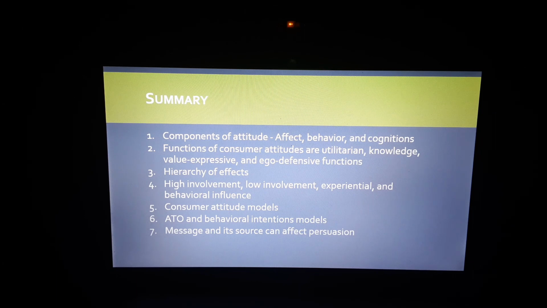So here we go, just a summary here. Components of the attitudes: affect, behavior, and cognition. Functions of consumer attitudes are utilitarian, knowledge, value expressive, and ego defensive. We went through those. The hierarchy of effects: high involvement, low involvement, experiential and behavioral influence. Consumer attitude models, HEO and behavioral intentions models, and the message and its source can affect persuasion. Okay, so that's it. That's wrapping up chapter 7, and thanks for listening.